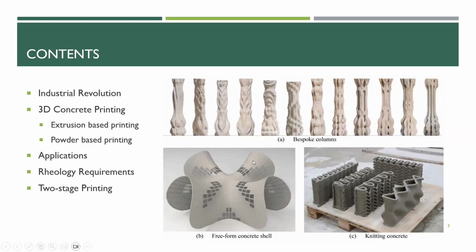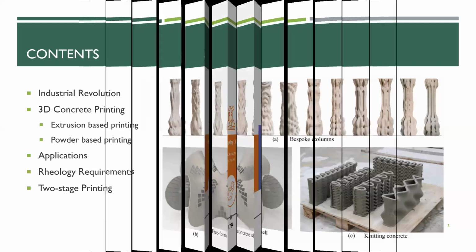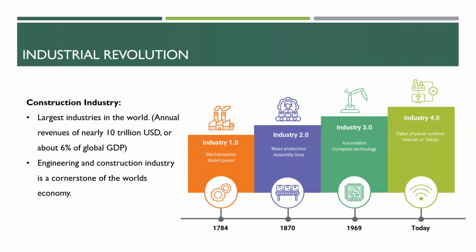Okay, and then we'll discuss the rheological requirements. And lastly, we'll touch upon two-stage printing. It's specifically for concrete because concrete material is quite different from metals and polymers. So two-stage printing is a modern way of controlling the rheology of concrete. Okay, now we'll talk about the industrial revolution.